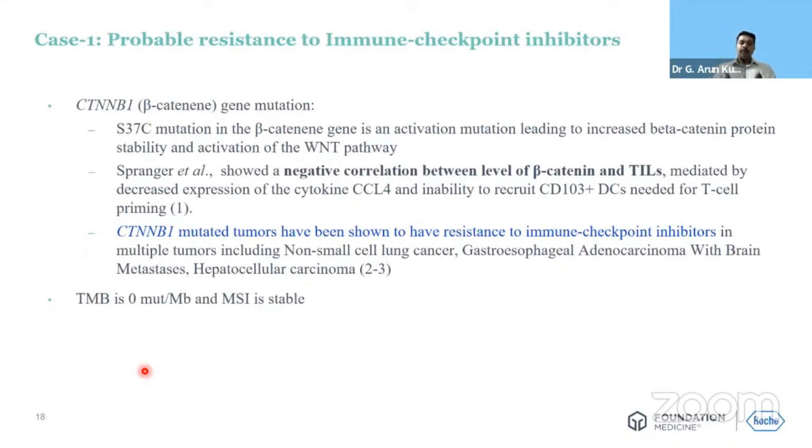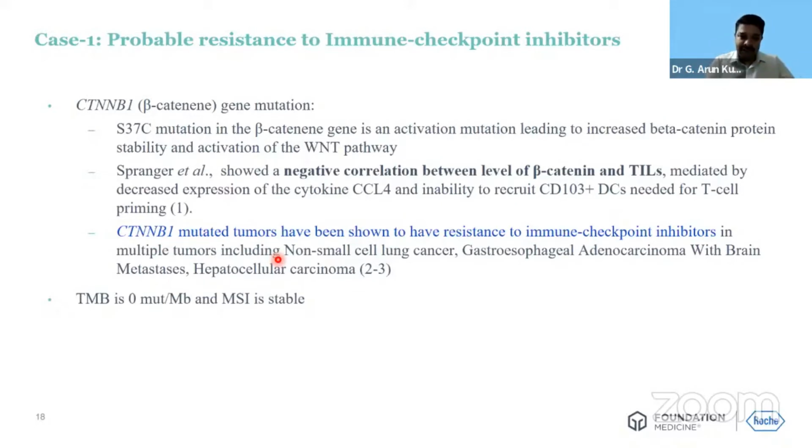Number one, the take-home message here is there might not be any point in having an immune checkpoint inhibitor here, because the TMB is 0, MSI is stable, PDL1 was also negative. And most importantly, the beta-catenin gene, that is the CTNNB1 gene, has a mutation. Now, this mutation is known to show a negative correlation with tumor infiltrating lymphocytes. So, CTNNB1 mutated tumors have been shown to have resistance to ICI, immune checkpoint inhibitors.